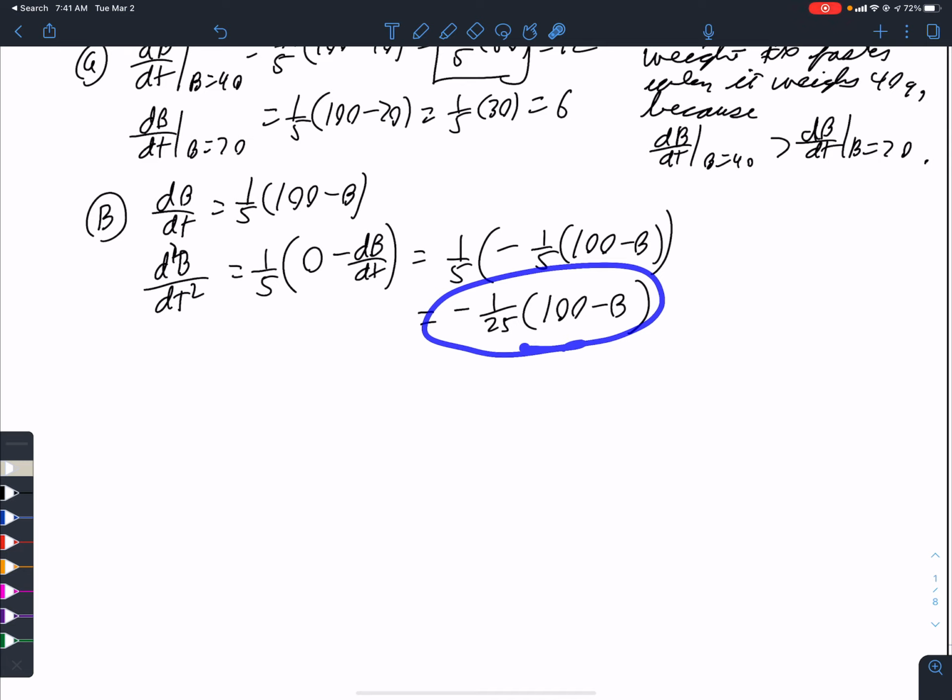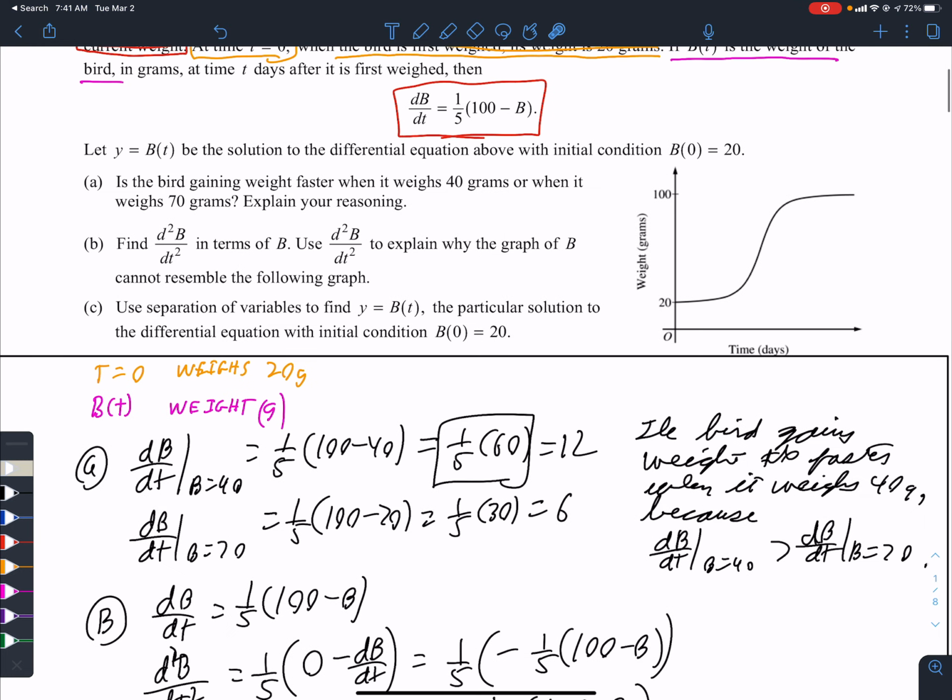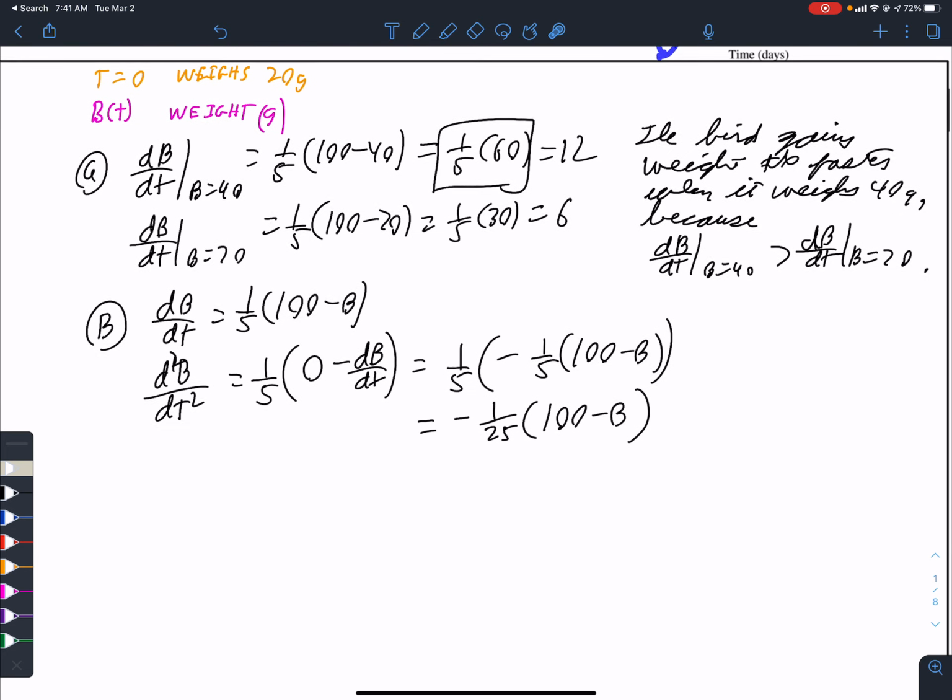Well, what is this, positive or negative? And you might look at that and you're like, I don't know, depends on b. If b is bigger than 100, this will be a negative and a negative make a positive. If b is smaller than 100, that's going to be positive and a negative make a negative. So that's where you have to look at your information. Here is the weight of the bird. Clearly, it's between 100 and 20, right? So you need to state that.